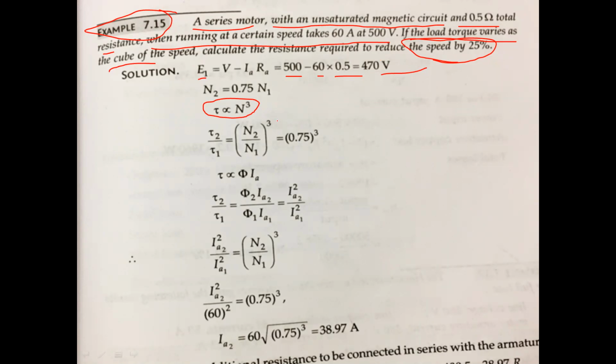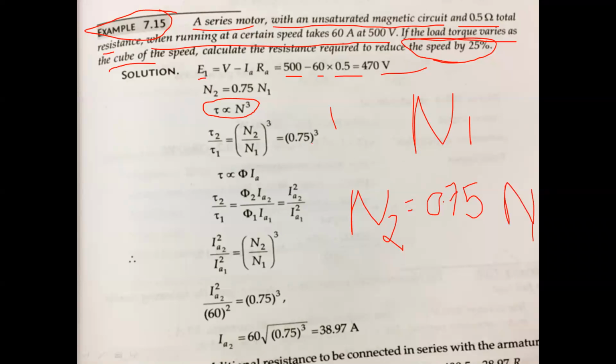Speed is reduced by 25% and the initial speed is N1. So N2 equals 100 minus 25, that is 0.75 N1. Torque is proportional to N cube, given, so T2 by T1 equals N2 by N1 whole cube, from this formula. And N2 by N1 equals 0.75.